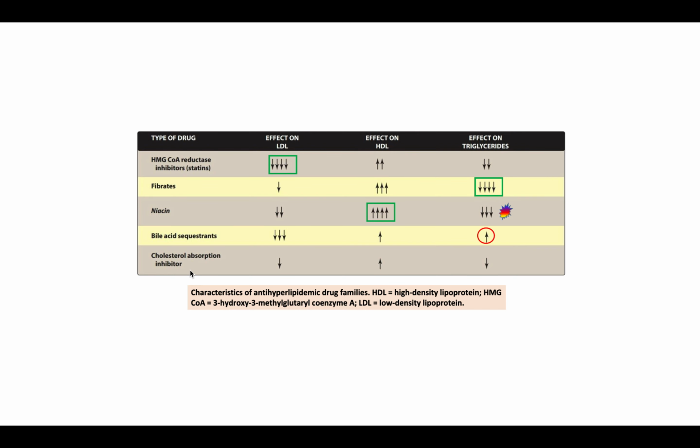The cholesterol absorption inhibitors are unfortunately kind of the least efficacious of all the drugs. So they'll somewhat decrease the LDL, somewhat increase the HDL, and somewhat decrease the amount of triglycerides. So in somebody with only borderline levels, this is a decent drug. That's it for now.